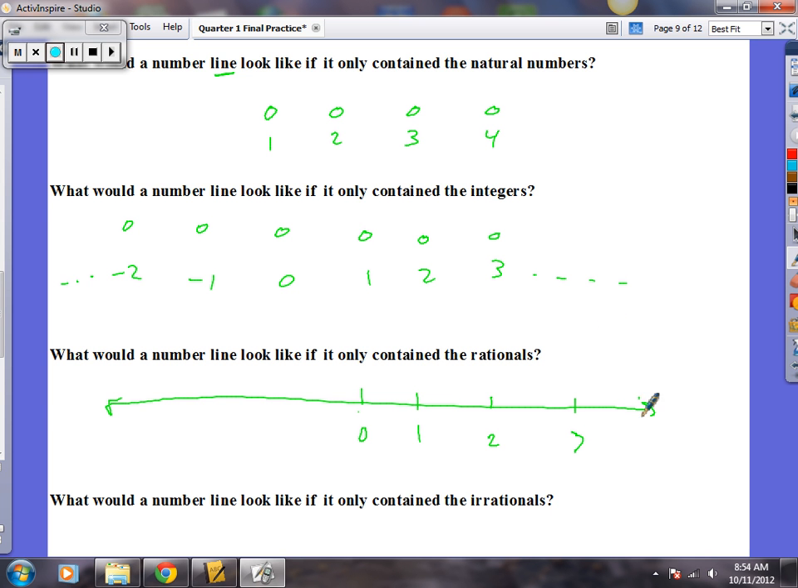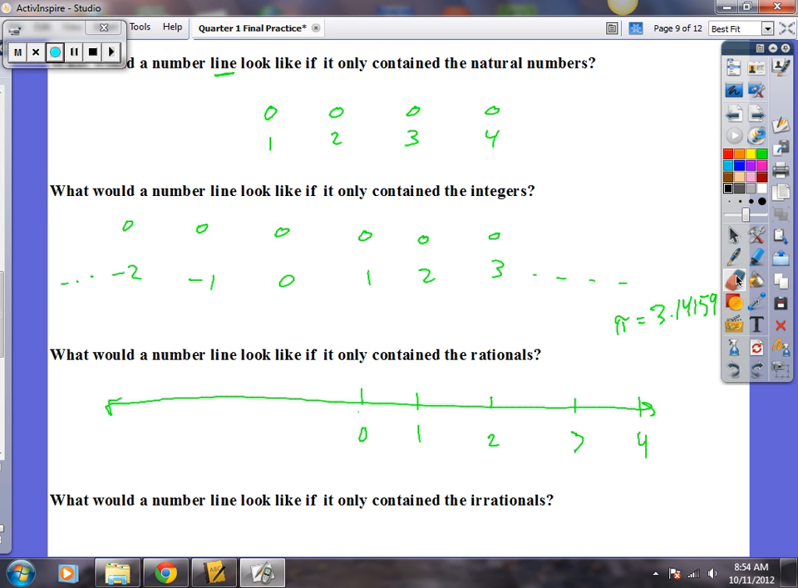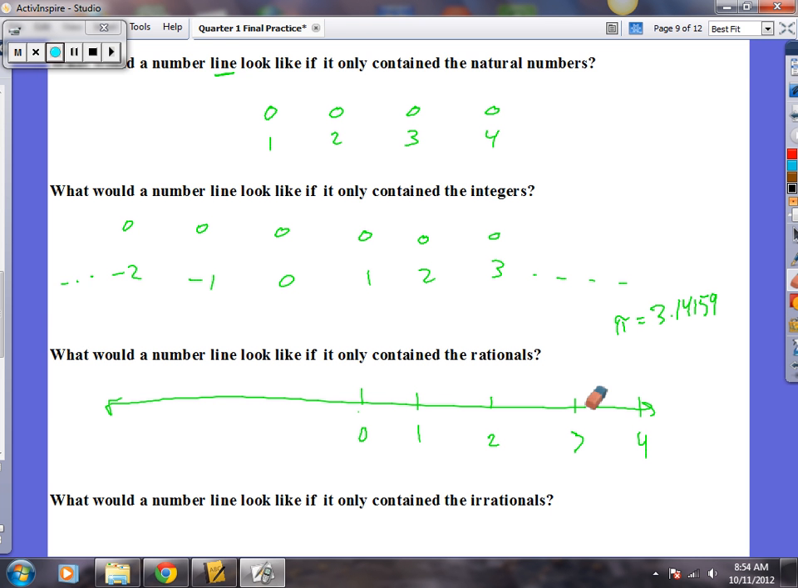I know that pi is not rational. Pi is like 3.14159. So pi is a number, and it's between 3 and 4. So somewhere between 3 and 4, you would have a gap in your number line. So if you were driving down the road, you'd drive off a cliff. You'd hit a big pothole.